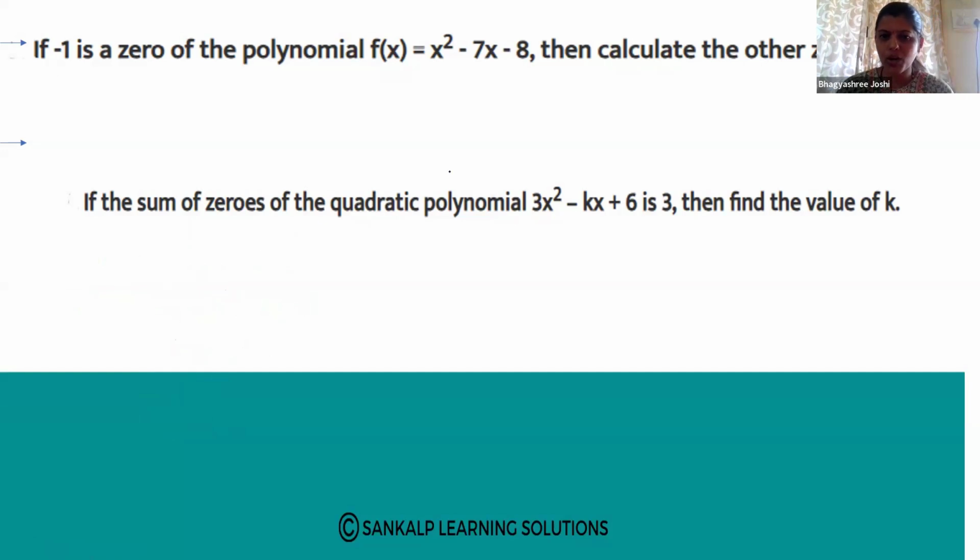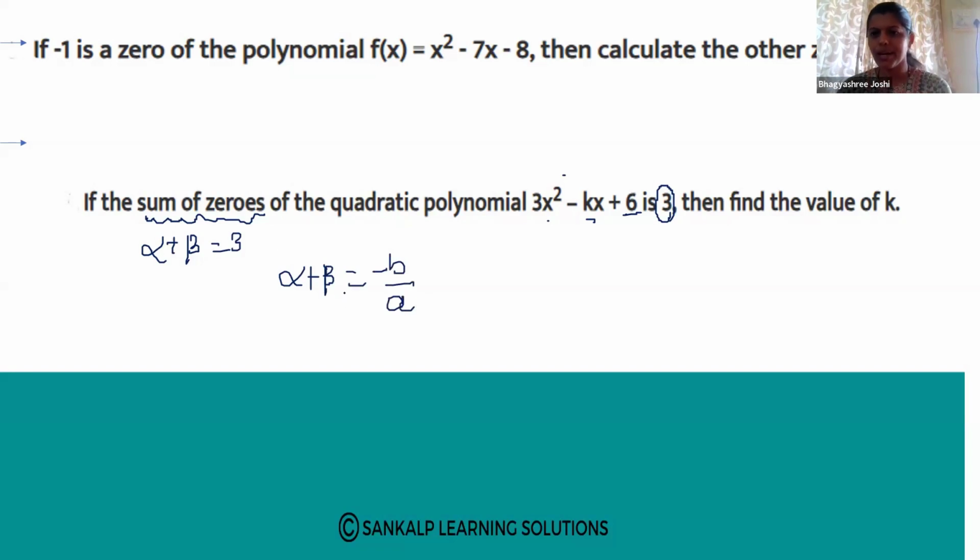If the sum of the zeros of the quadratic polynomial 3x square minus kx plus 6 is 3. See, observe carefully what they have given here. Sum of the zeros, that means alpha plus beta they have given. So alpha plus beta of the quadratic polynomial 3x square minus kx plus 6 is 3. Then find the value of k. We know the relation: alpha plus beta is equal to minus b divided by a.